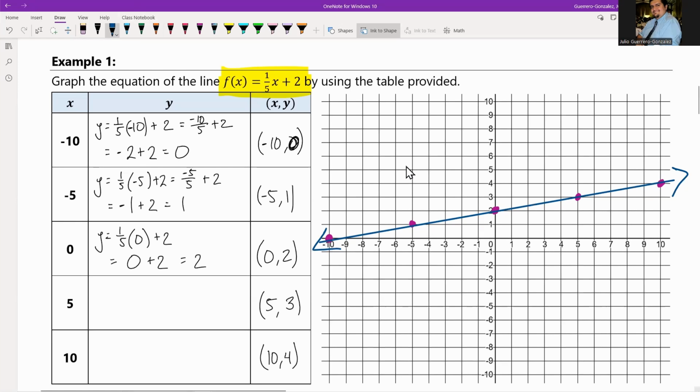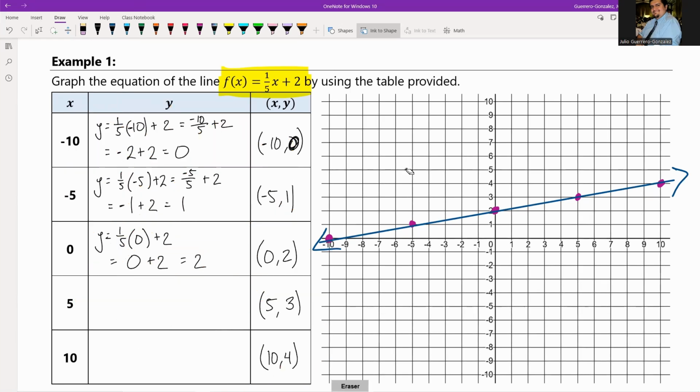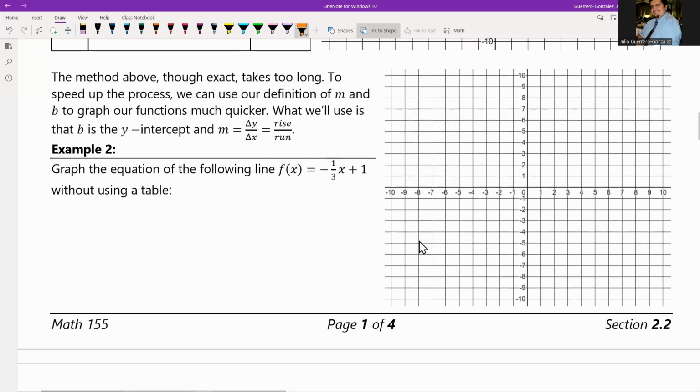Okay, so now, obviously, as you guys saw, I needed to do all of this in order to graph a line, okay? This is way too much time for that. I don't got time for that. So there's got to be a better way, okay? This is where we're going to use the other interpretations of the parts of a linear function. We're going to use our b as the y-intercept, and we're going to specifically use our m as the rise over run. Okay, and this is how we're going to graph the point.